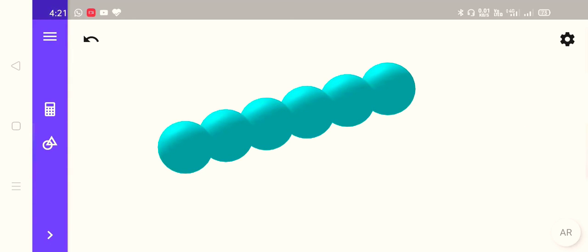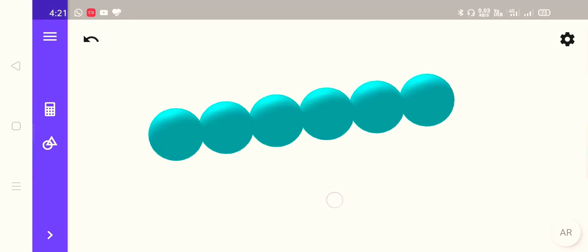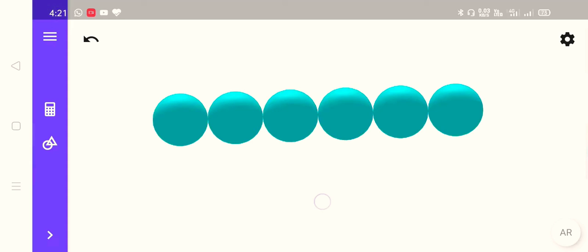Coordination number means the number of nearest neighbors of a particle. So in this case, each particle contains two neighboring atoms, that's why its coordination number will be 2. Suppose if we talk about this particle, these two particles are in contact with the center particle. So that means coordination number of this particle will be 2.